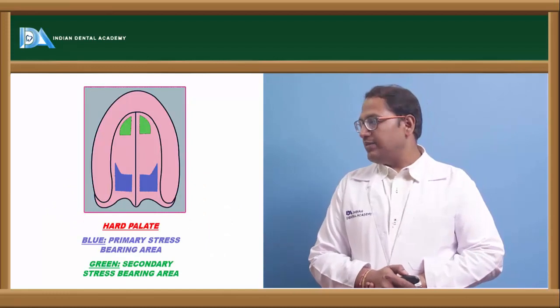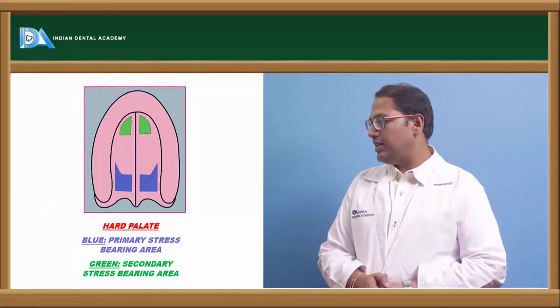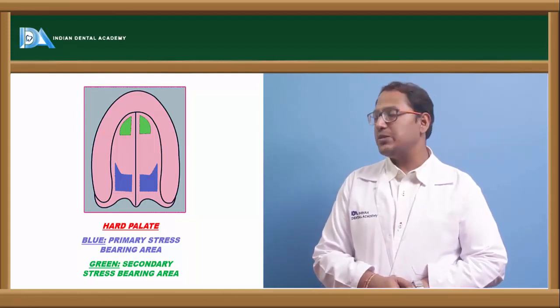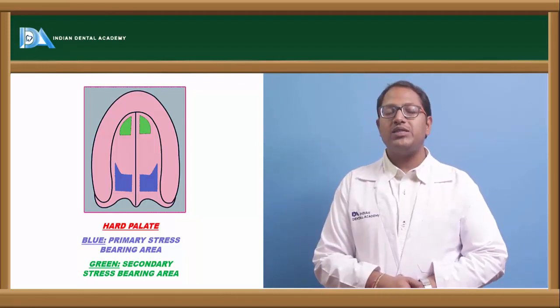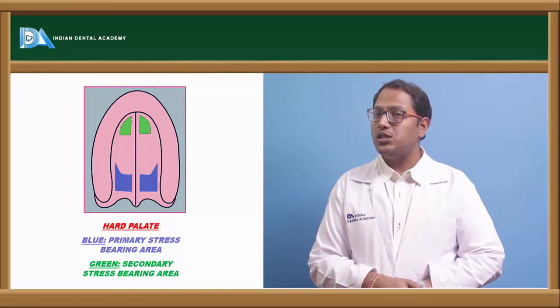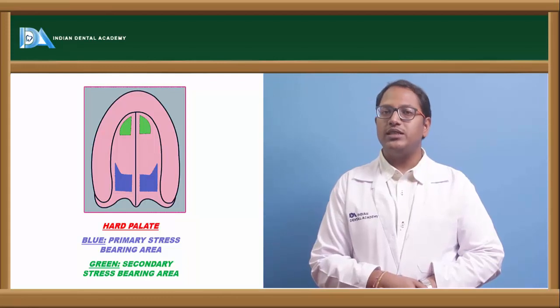So coming to the different hard palate sections, the front area, as we can see, in green color, is a secondary stress bearing area. That is the area where rugae is present. We'll talk about rugae in some time. The hard palate's primary stress bearing area is the posterolateral slope. The name suggests posterolateral: the posteriorly lateral slopes from the residual ridge, that particular area.